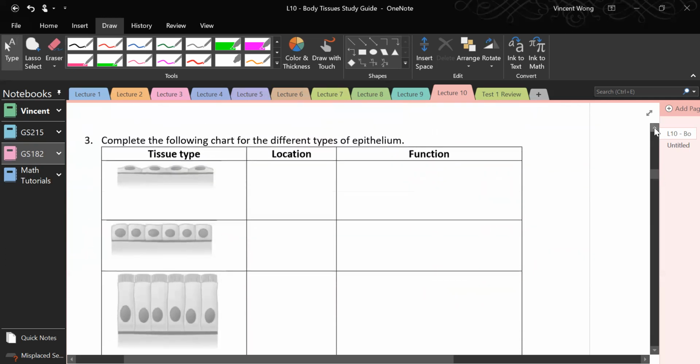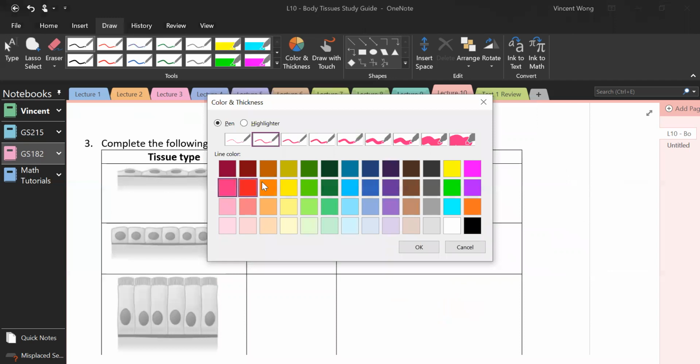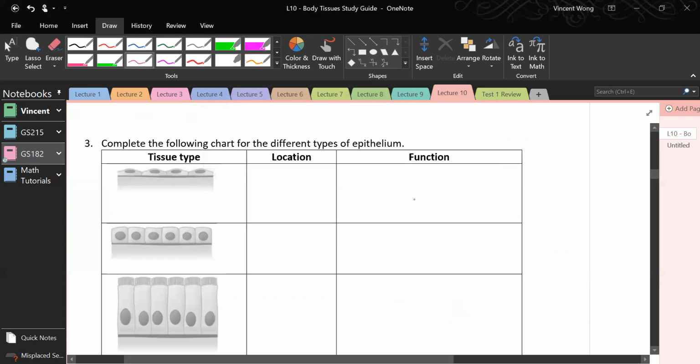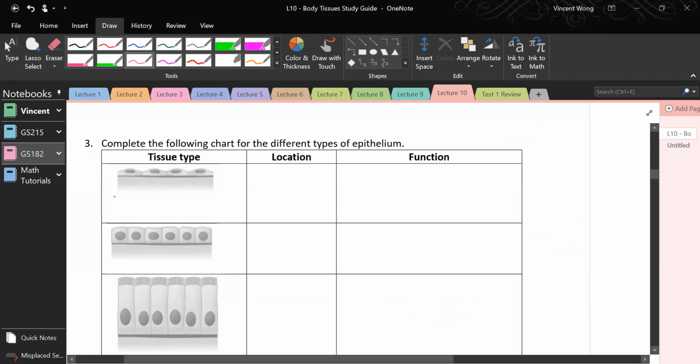Complete the following chart for the different types of epithelium. Epithelium is a type of tissue that usually covers the surface of an organ or the inside of a hollow structure, like the blood vessels, for example, like a duct. So here, this one is going to be simple. Simple means one layer. Squamous means pretty flat. On the test, I will give you pictures of these cells and you will have to be able to identify them.